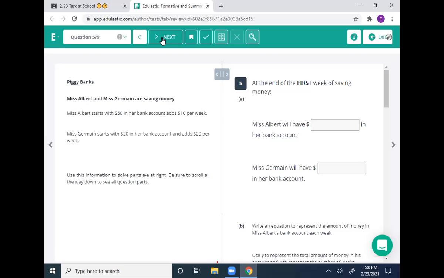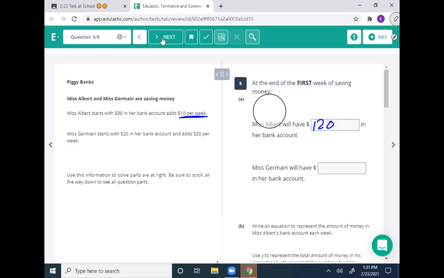Carter: $120. Miss Albert, after 1 week, is going to have $120. How did you calculate that, Carter? I started off with 10 and then I multiplied it by 7 because that's how many days there are in a week. Oh, but it doesn't add $10 per day. It adds $10 per week. Oh, trickster. So what's the correct answer though? Then it'd be 60.